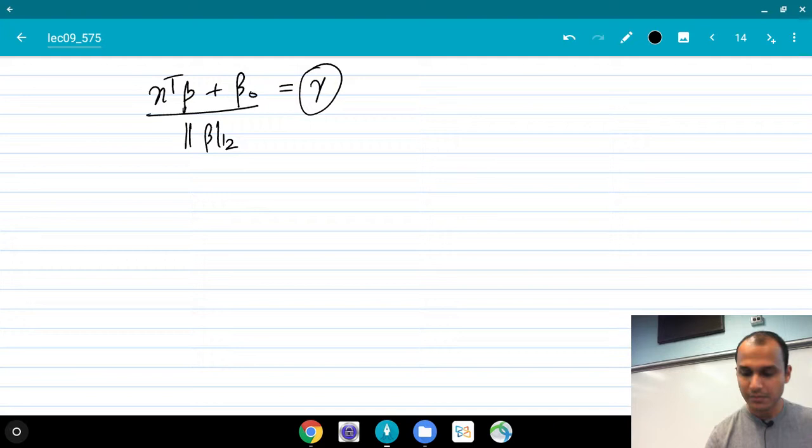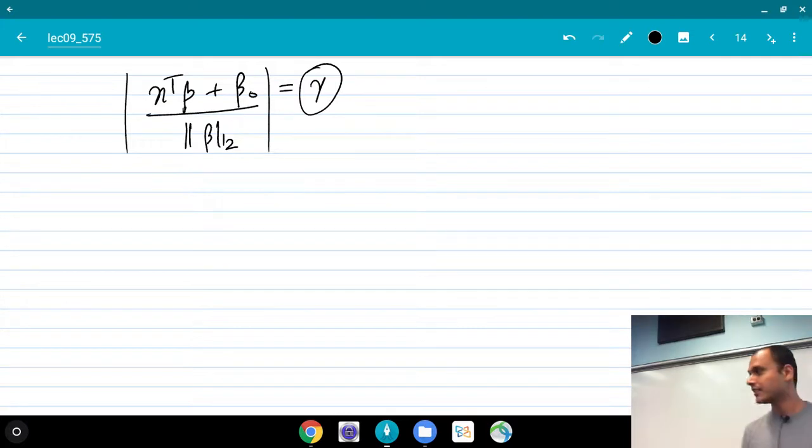So gamma, we want it to be the distance, whereas the left hand side can be positive or negative depending on whether x transpose beta is positive or negative. So actually this is not the distance, but the absolute value of this is the distance. Okay, this is the distance of point x from a plane which is given by beta transpose z plus beta naught equal to 0. So we found the distance of any generic point to any generic plane given by that equation.